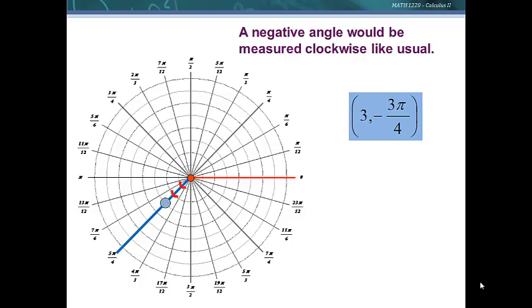If I had a negative radius, I go around and find the angle's terminal side, but then instead of counting out on that terminal side, I actually go back on the other side of the pole for a negative. So I go back this way and I count 4 and I put the point.